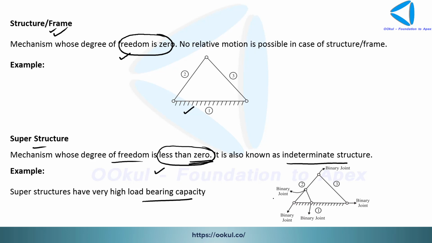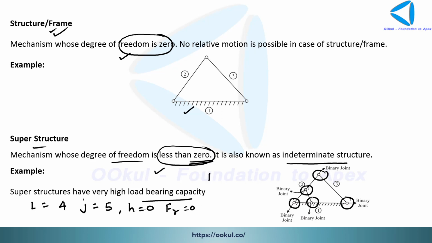So if we use this example, we see here that the total number of links is equal to how much? This is one link, this is second, this is third, and this is one more link, this is fourth link. Yes, this is link 4. The number of binary joints is equal to how much? This is one binary joint, another, another, another, and this is another binary joint. So we have a total of 5 binary joints. Higher pair, there is no higher pair, there is no FR.